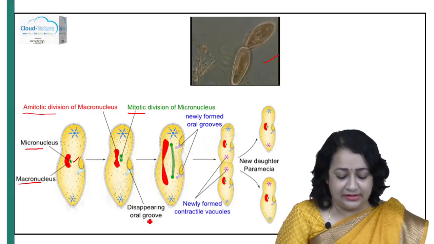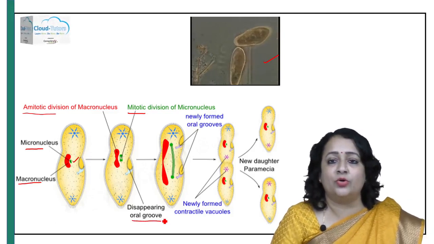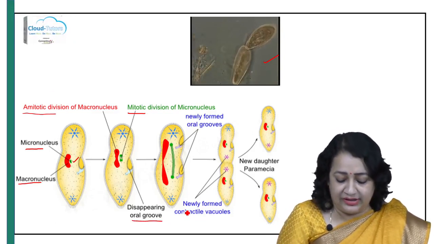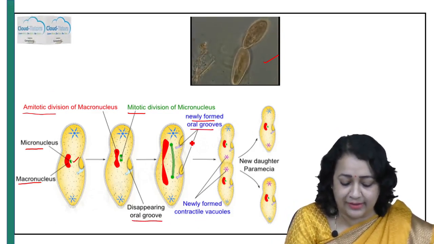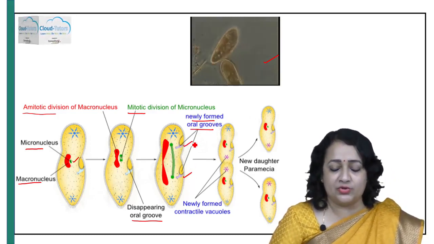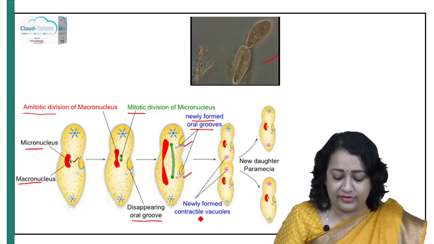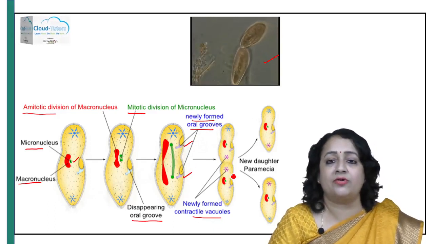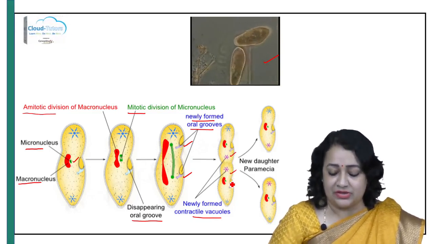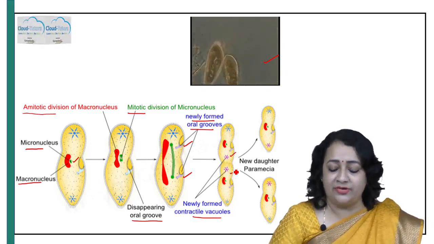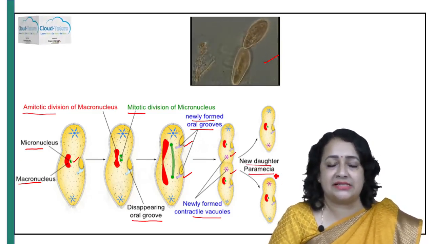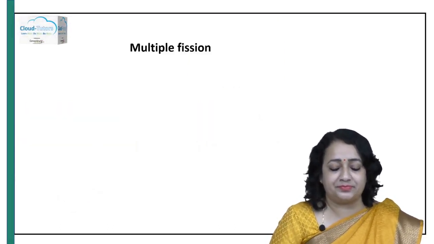Meanwhile, what will happen? The oral groove will start disappearing. Once the oral groove disappears, newly formed oral grooves will appear. After that, the contractile vacuoles will also be newly formed. So you can see contractile vacuoles for the two daughter cells here. After that, the cytoplasmic division will happen, forming two paramecium cells. So this is how binary fission happens in case of paramecium.